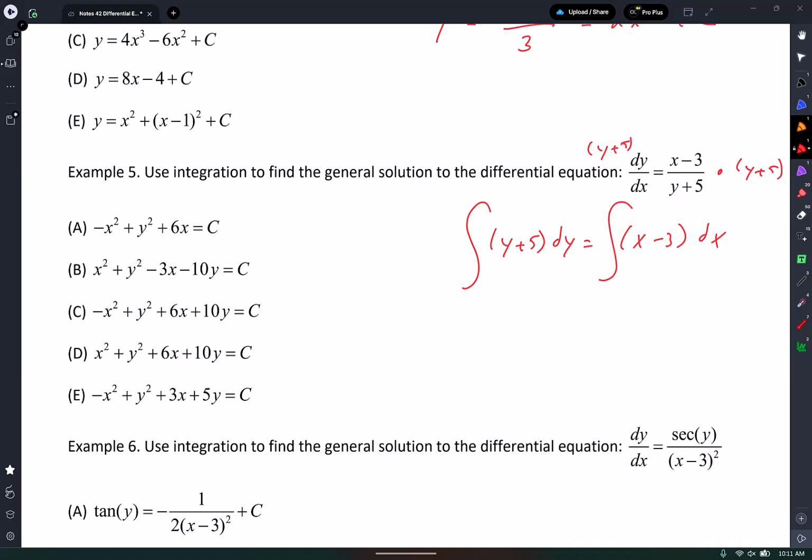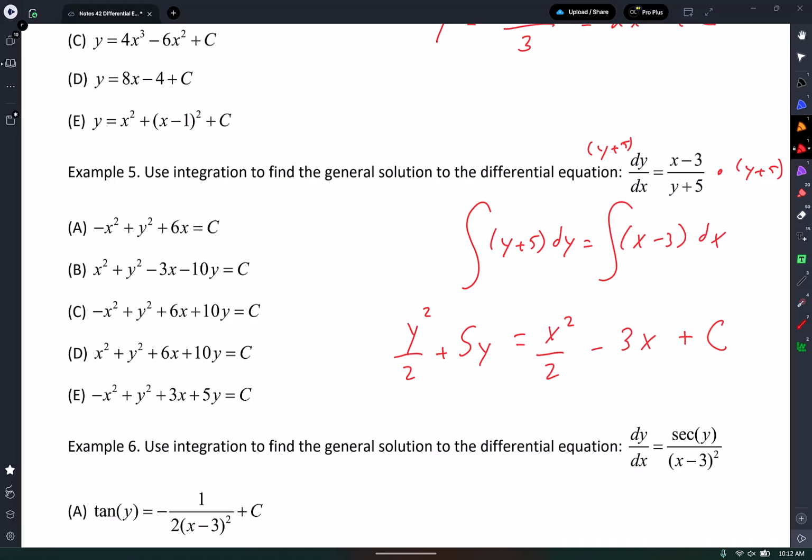All right, here we go. Antiderivative, guys. That's how you get rid of that differential, the dy and the dx. So here we go. Antiderivative of y plus 5 with respect to y: y squared over 2 plus, be careful, 5y, because this is with respect to y, equals antiderivative of x minus 3, which is x squared over 2 minus 3x, plus c.